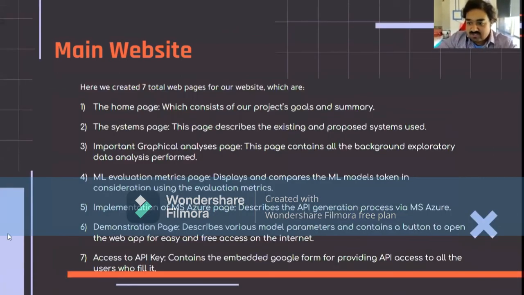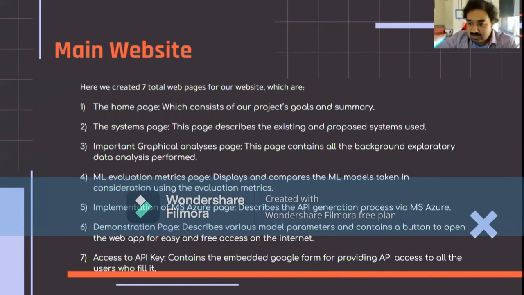Here we have 7 total web pages of our website, which basically are the home page. This consists of our project goals and summary and is basically a synopsis of it. The systems page describes the existing system that is currently in use and the proposed system which we will build using machine learning. Next is the important graphical analysis page. This page contains all the background exploratory data analysis performed, all the graphs that were obtained, and all the evaluations.